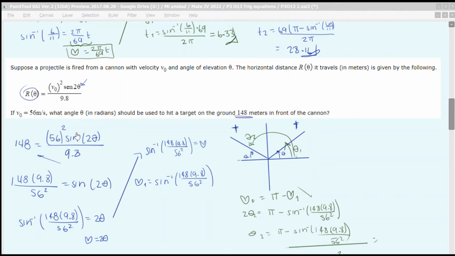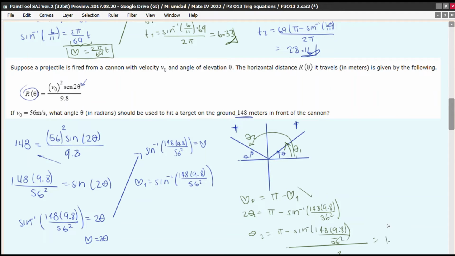So this is sine inverse of what? 148 times 9.8 over 56 squared, pi minus that, over 2. So my answer is 1.33. So this is 1.33.